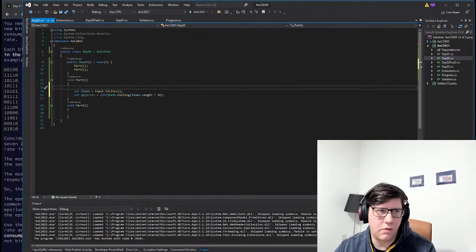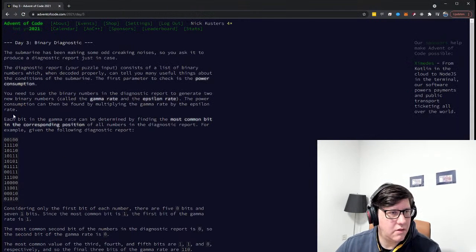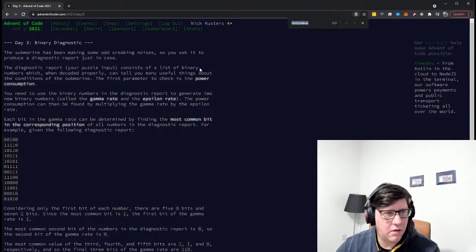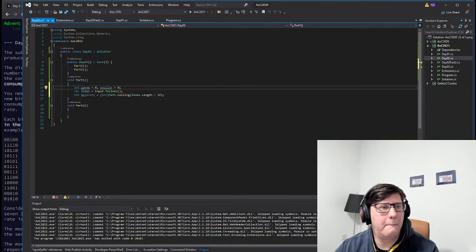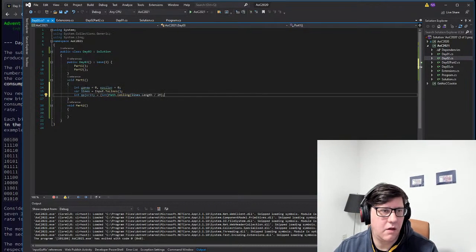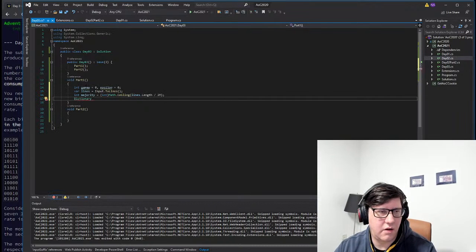And we can do int, how did they call it? Gamma and epsilon, okay. So we can do int gamma 0, 0. So we can do, let's see. I'm just thinking, dictionary, int, counts.